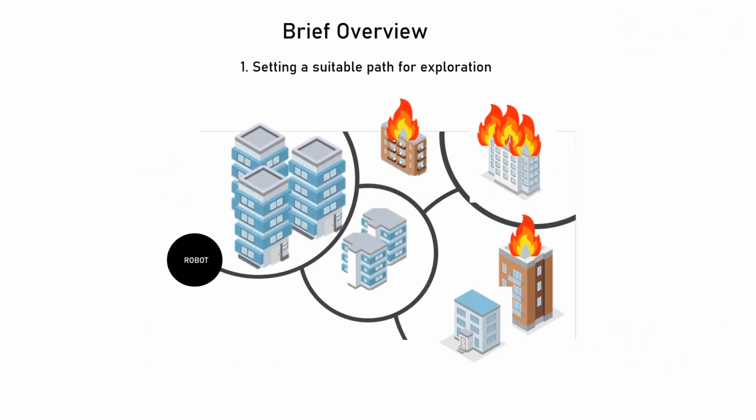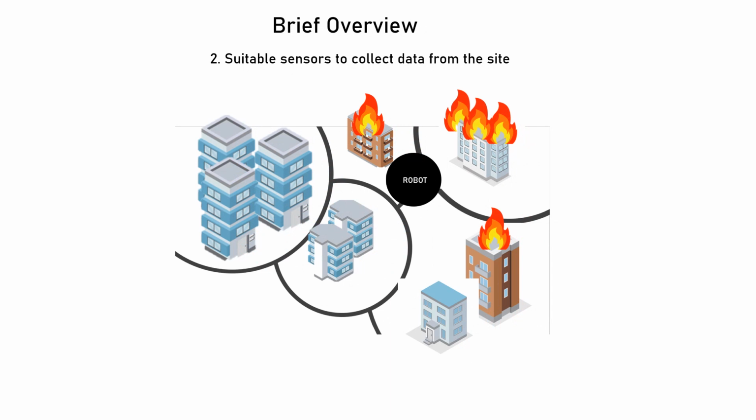So the basic concept is to implement the search robot. First, we hypothesized that we have maps or floor plan of the building beforehand, so we can set a suitable path for efficient exploration. And secondly, we decided that we should equip the robot with an adequate number of sensors such as LiDAR, IMU, or camera to collect data from the site and navigate through a challenging environment without problems.